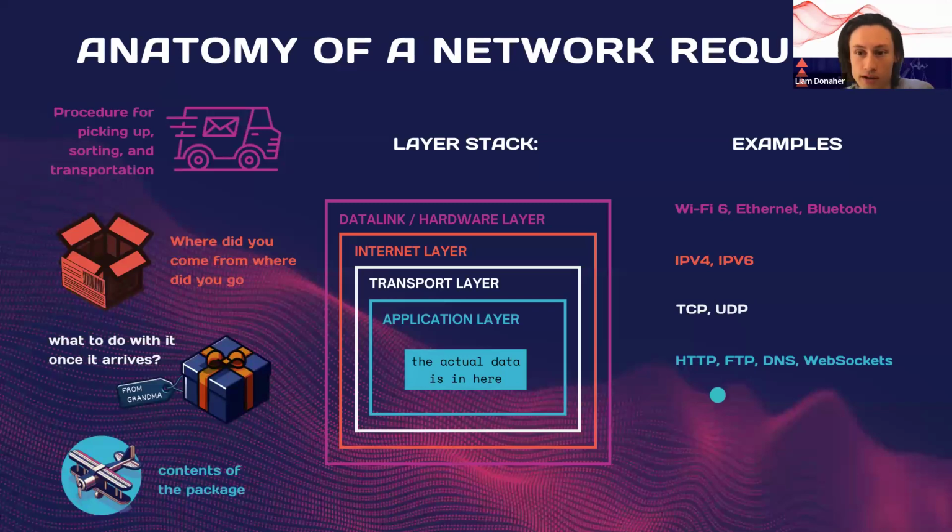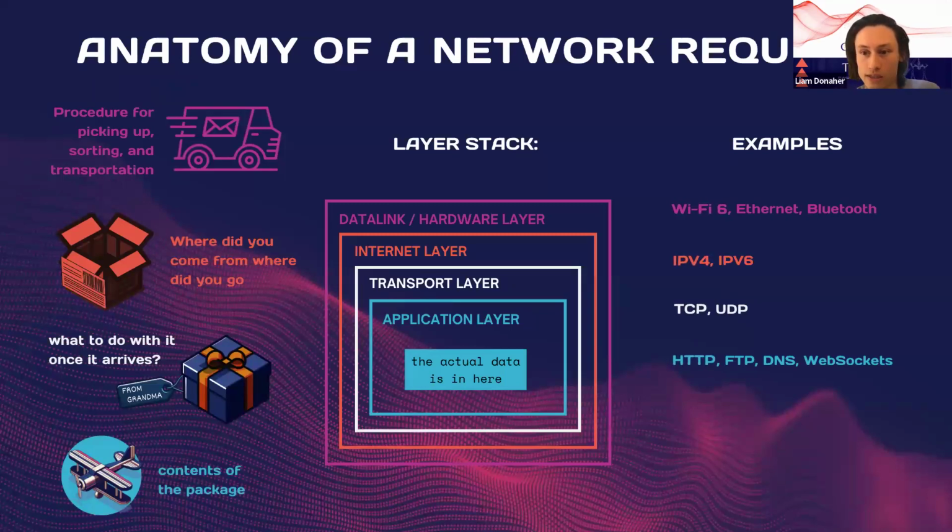The final innermost layer is the application layer. This is where your data body, application type headers and stuff go. Some other examples are an FTP protocol for sending files, DNS, or WebSockets for live peer-to-peer connections.